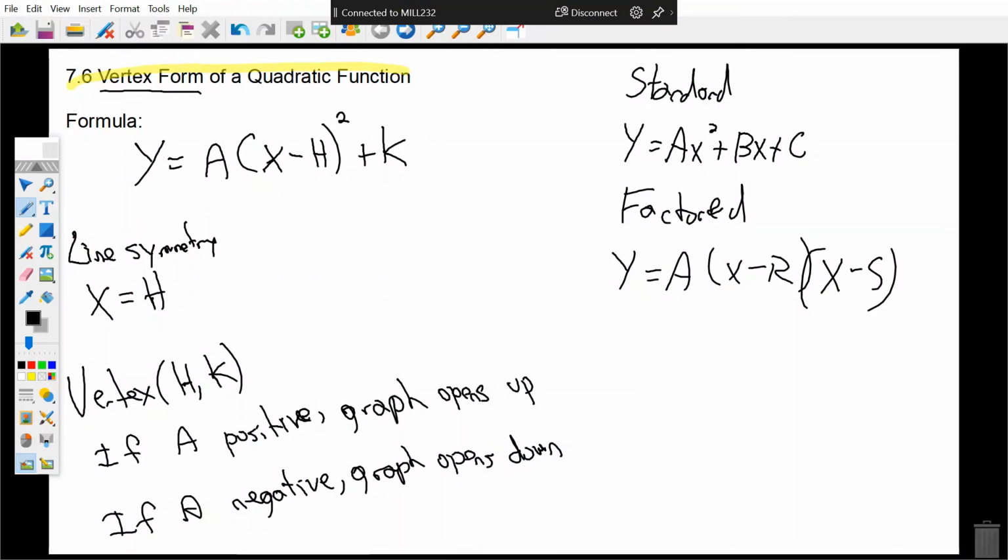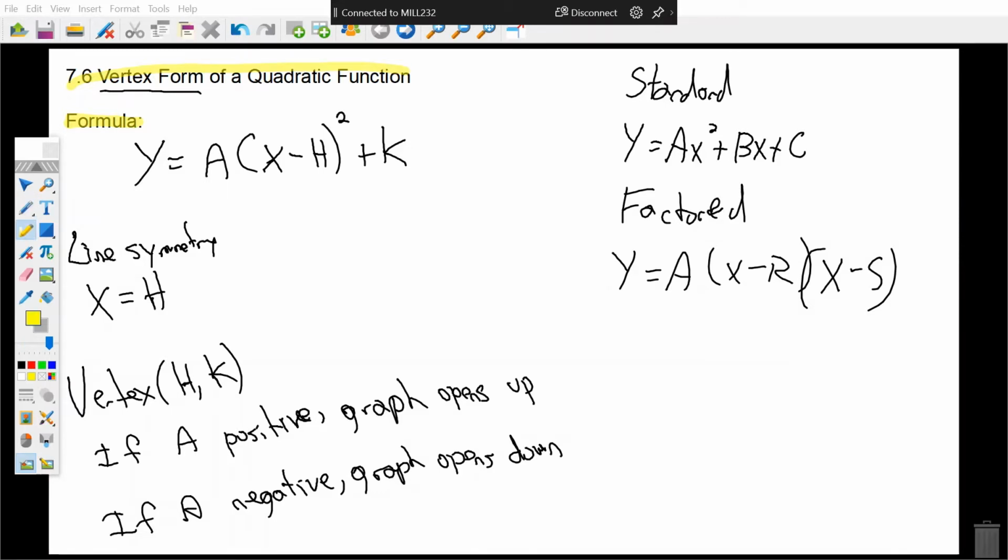Today you're going to get the third formula, which is the vertex form. Okay? This formula is y equals a times x minus h squared plus k. As I mentioned before, these formulas will be available to you during quizzes or exams, but you have to know how they work.